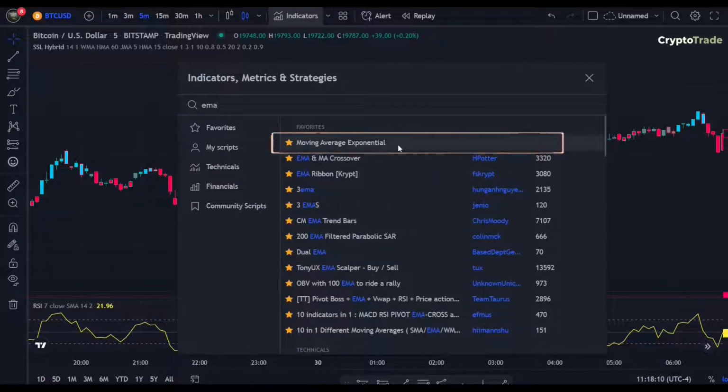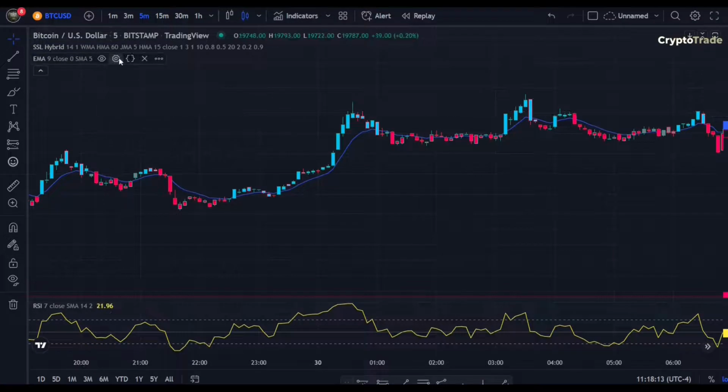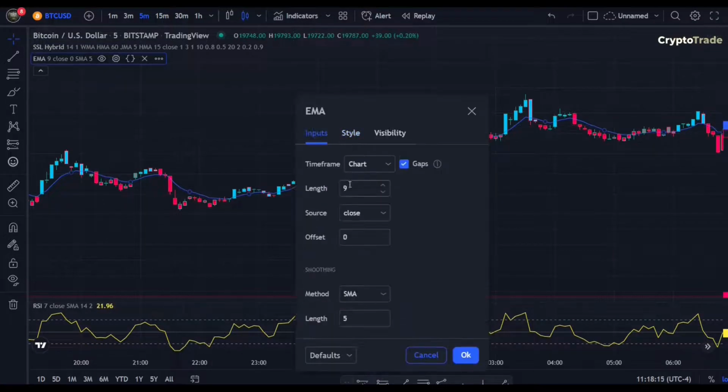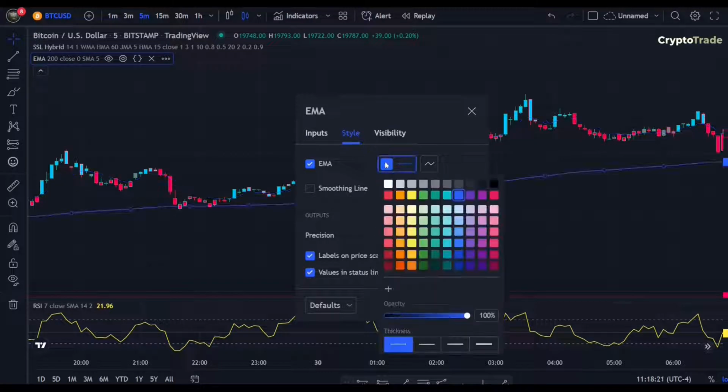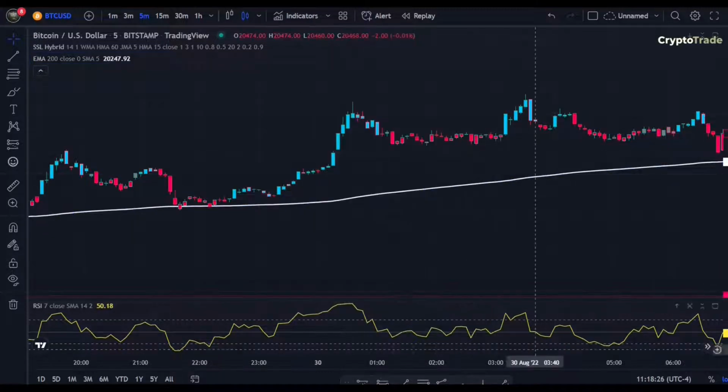Select this indicator, as shown here in the video. To set the indicator, go to Inputs tab and change the length from 9 to 200. In the Style tab, change the color from blue to white and adjust the thickness of the line. Click OK to finish. Now the setup is complete.